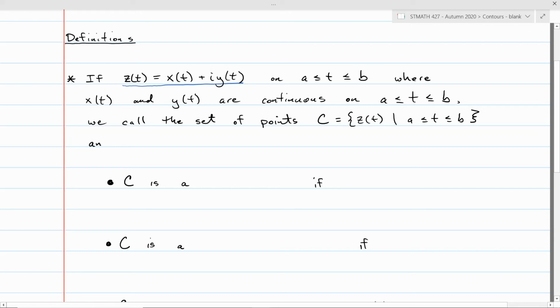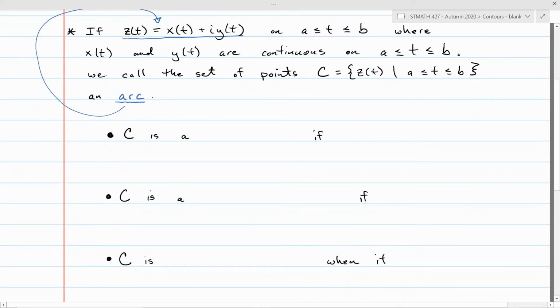And so if we take the set of points, C is just the set of all those z of t's, so it's just the points that function forms, we call that an arc. To be an arc, you're just the output of a function of that form where the components are continuous. That's all. So it may not be differentiable. It could be very degenerate in some weird way, but it's at least continuous.